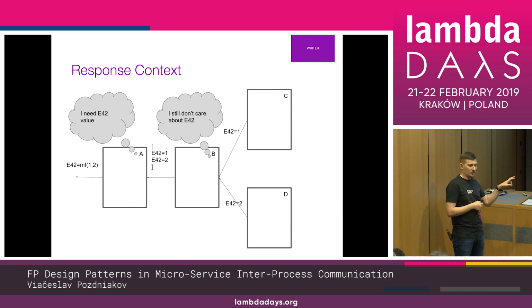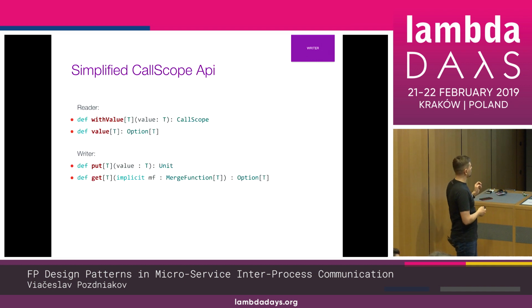So this approach is very functional and very lazy in a sense that we are not mutating anything. We are just postponing all the decisions as much as we can, and we only perform calculations when they are really, really needed. So what we get is the call scope with such an API.